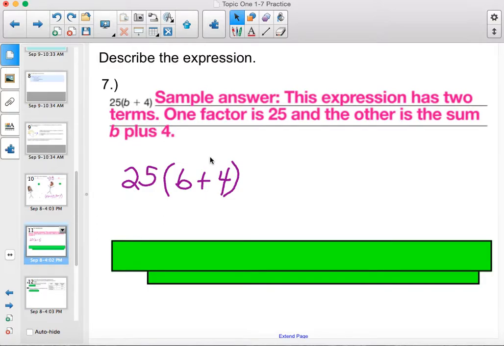So in other words, it has 2 terms. It has this term created within parentheses and this term out here. It has 2 terms. One factor is 25 and the other is the sum of b plus 4.